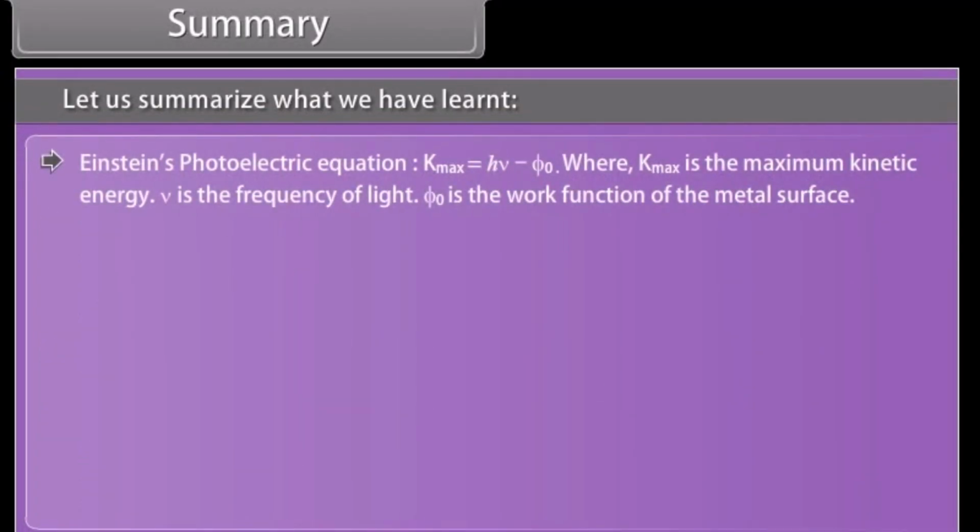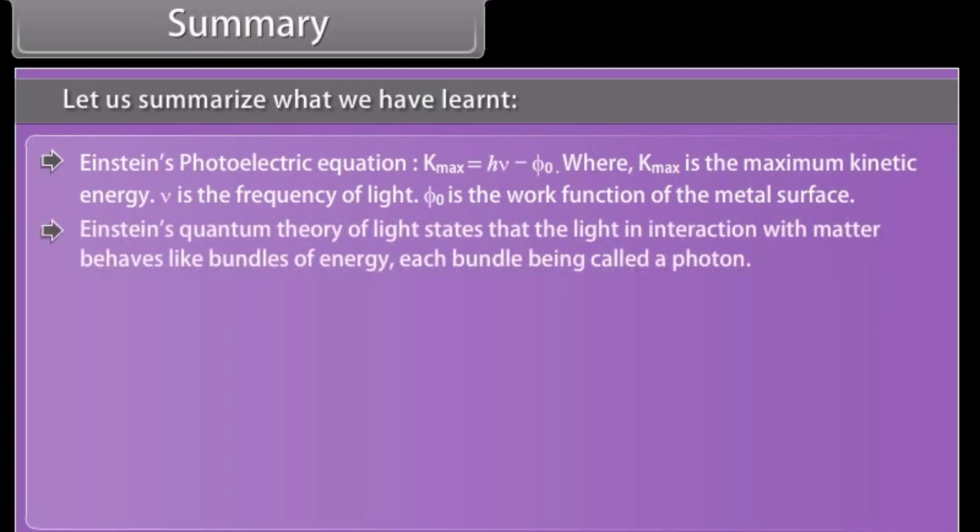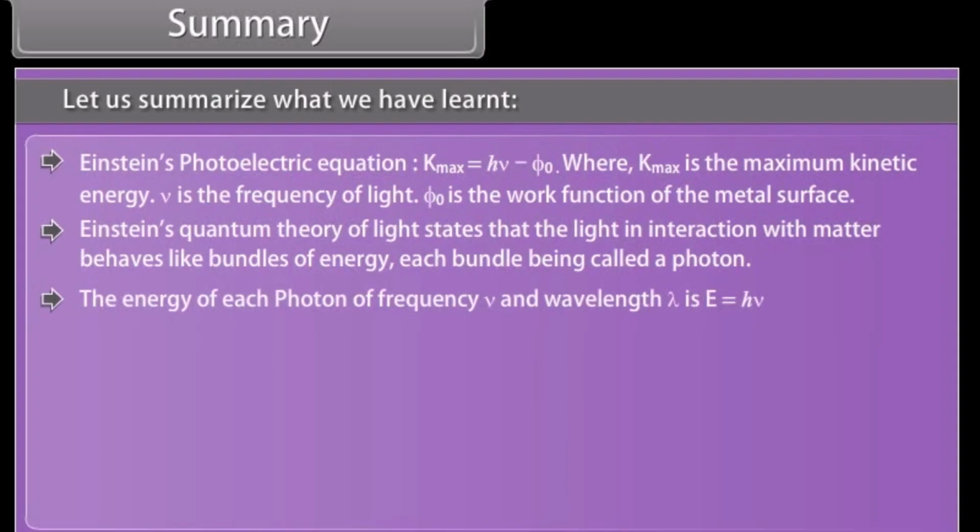Einstein's photoelectric equation. Kmax equals h nu minus phi0, where Kmax is the maximum kinetic energy, nu is the frequency of light, phi0 is the work function of the metal surface. Einstein's quantum theory of light states that the light in interaction with matter behaves like bundles of energy, each bundle being called a photon. The energy of each photon of frequency nu and wavelength lambda is E equals h nu.